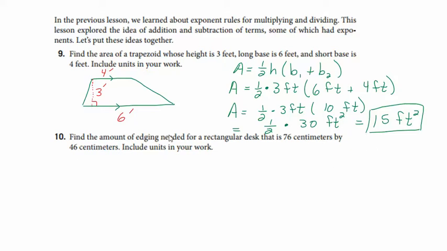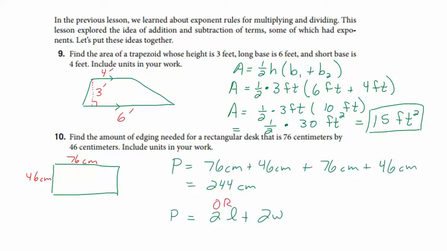Number 10, find the amount of edging needed for a rectangular desk that is 76 centimeters by 46. Okay, so we've got a rectangular desk, and we have 76 centimeters by 46 centimeters. We always want to draw a picture, and we want to find how much edging is needed to go around this. So I think you guys can do that one. Pause the video and do it. Now remember, we're not just trying to get the answer. We're trying to write this all out with the units. That's the important part here. Write out the units.